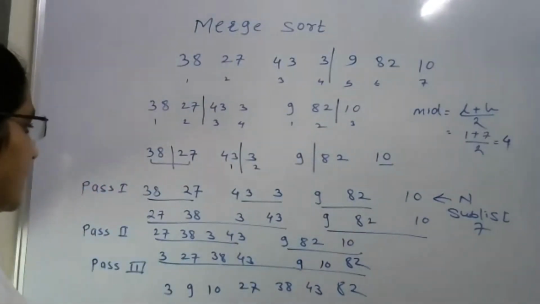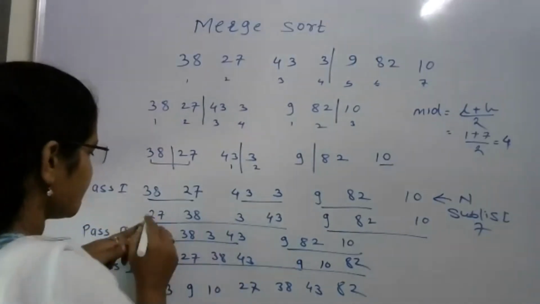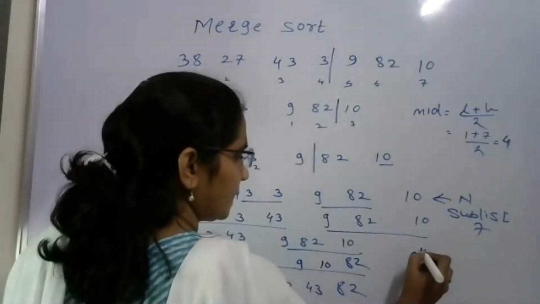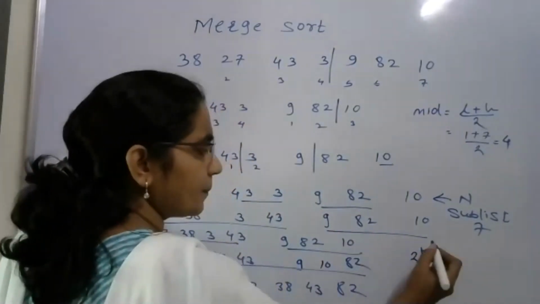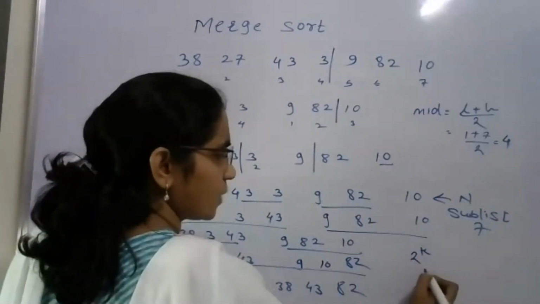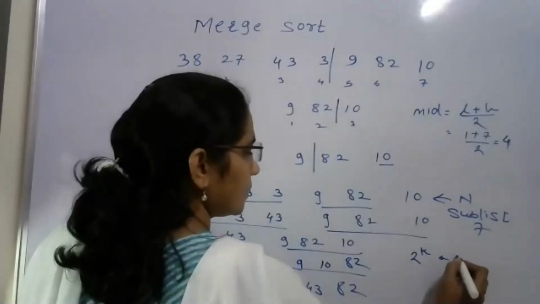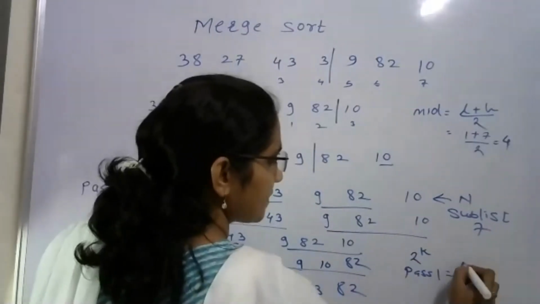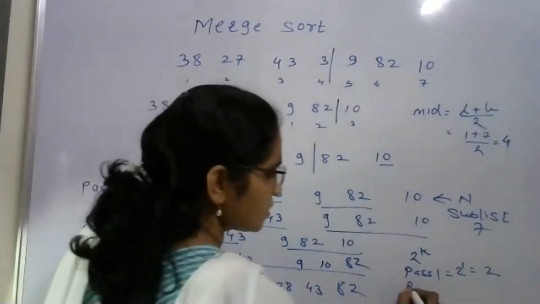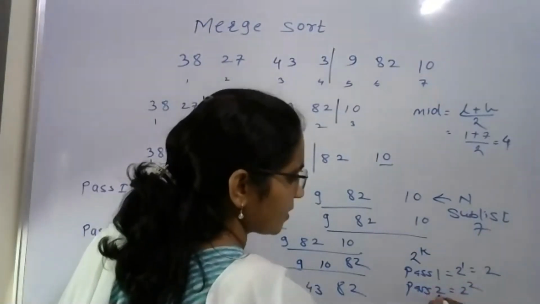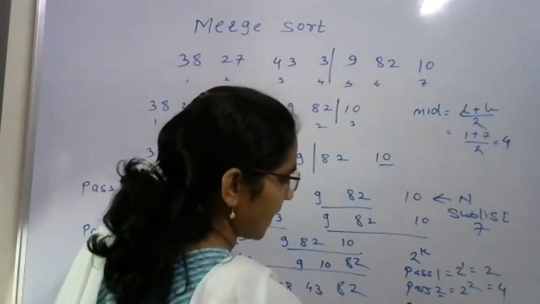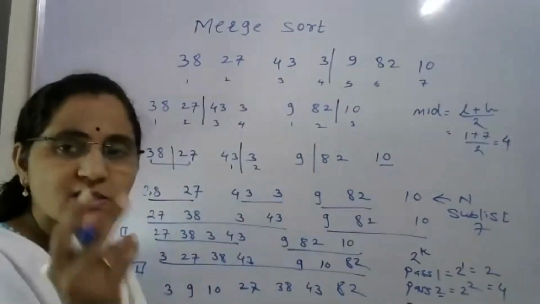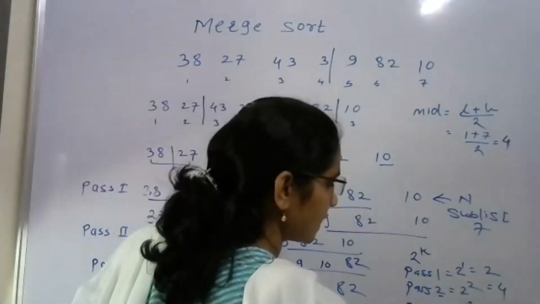If you carefully observe, see here, at pass 1, you have only two elements. The general rule is that in the k-th pass, you have 2 raised to k elements. Suppose in pass 1, the general rule is 2 raised to 1, where k is 1, so 2 raised to 1 means 2. Then pass 2 means 2 raised to 2, that is 4. And then pass 3, according to our rule, 2 raised to k, where k is 3. So 2 raised to 3, and that is equal to 8.